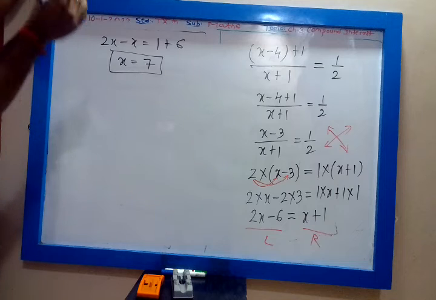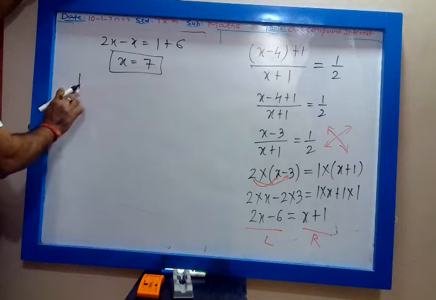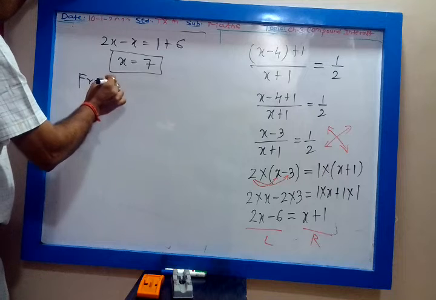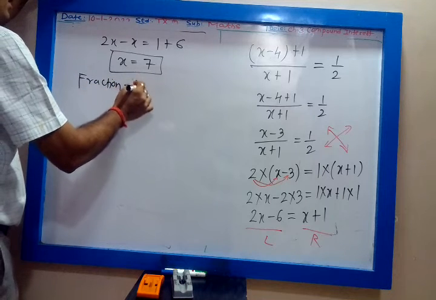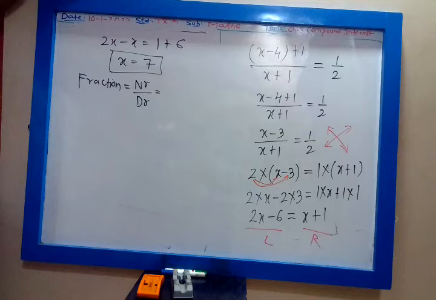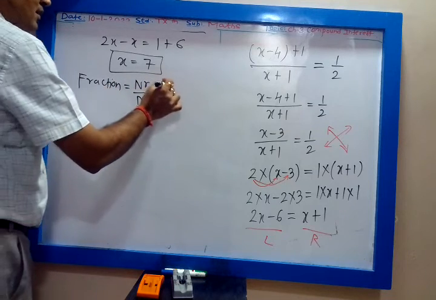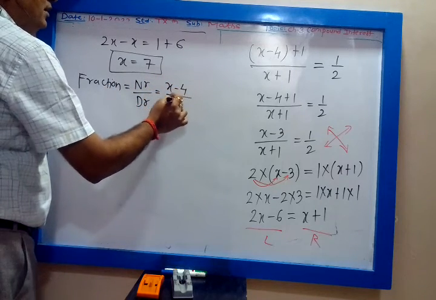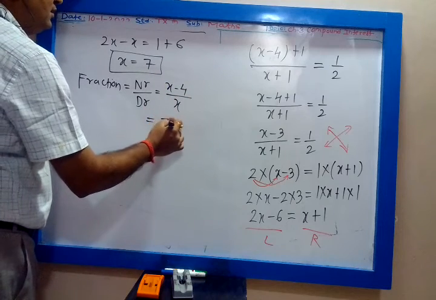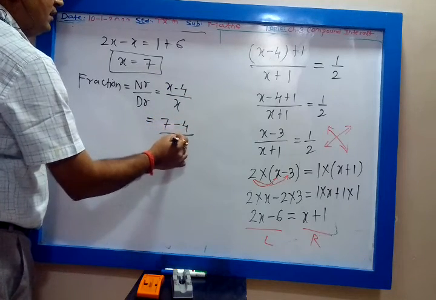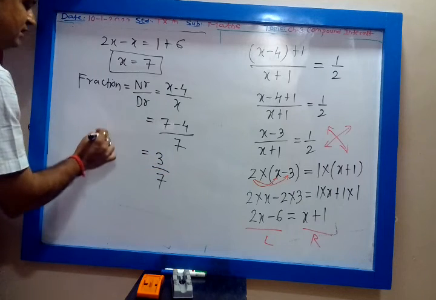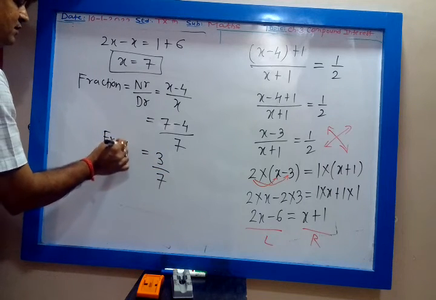So what is my fraction? Fraction is numerator upon denominator. Numerator was x minus 4, and denominator was x. Now put the value of x. 7 minus 4 upon 7. 7 minus 4, 3 upon 7. So the fraction is 3 upon 7.